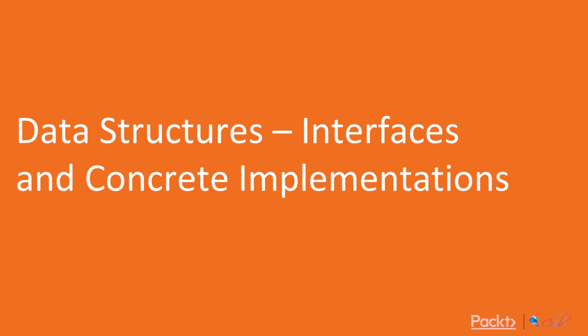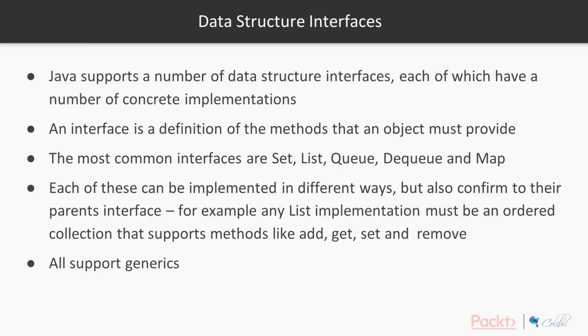This is really just an extension of what we were talking about in the previous section. In the previous section we were focusing predominantly on lists. In this video we're going to take a look at some of the other data structures available to us as well in Java 9. Remember, Java supports a number of data structure interfaces, each of which has a number of concrete implementations. In the previous section, we looked at the list interface, and we also looked at the ArrayList implementation of the list interface. And we discussed how there are a number of different implementations of a number of different data structure type interfaces.